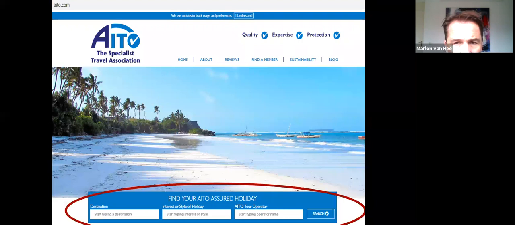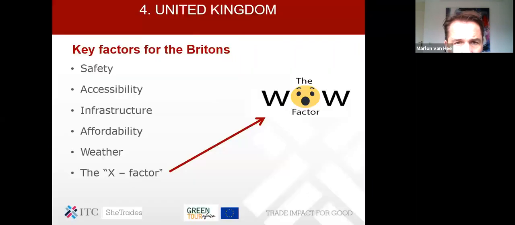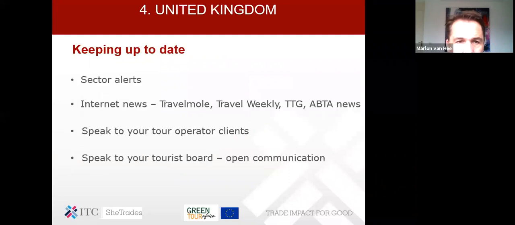Okay, so we already discussed AITO. So what is important for the people from the UK? Safety, accessibility, infrastructure, affordability, the weather. The weather in the UK is not that nice, so when people travel abroad, they want to have a good climate. And what is important to them is the X factor, the wow factor. So it should really be a nice, awesome, unique experience.